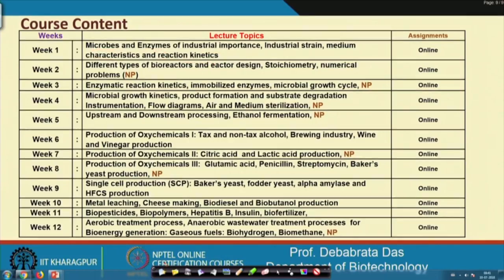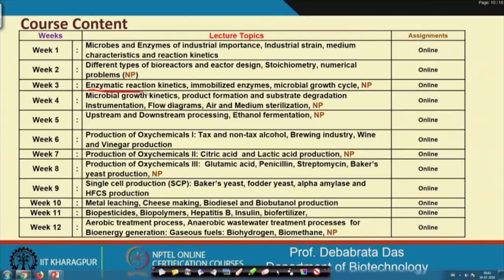Now after that, in the second week I want to discuss different types of bioreactors and reactors. We can define a reactor as the vessel in which the reaction takes place, and a bioreactor means the vessel where the reaction takes place in the presence of some biomolecules, maybe living cells, maybe non-living cells. And then we do the reactor design, stoichiometry and numerical problems. I am going to discuss this because without solving the problems the concept of the process will not be clear.